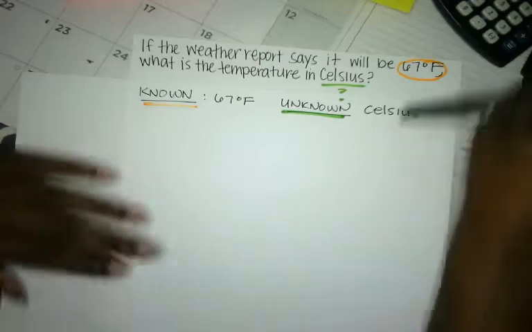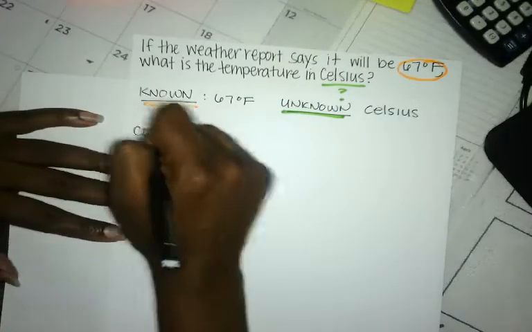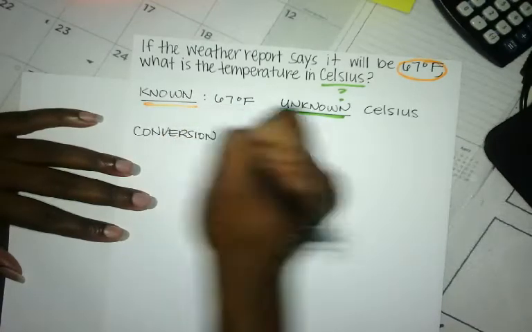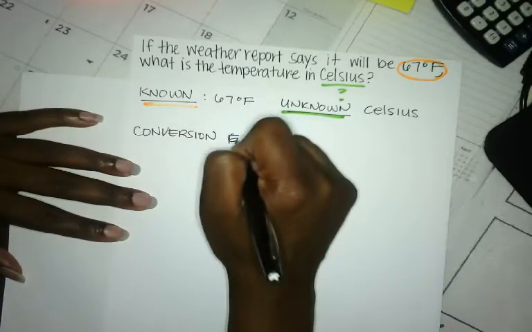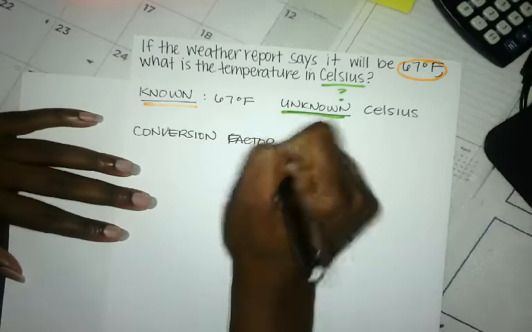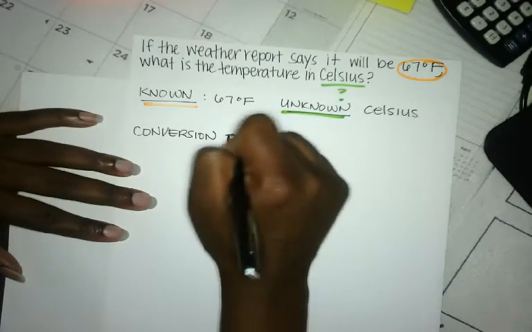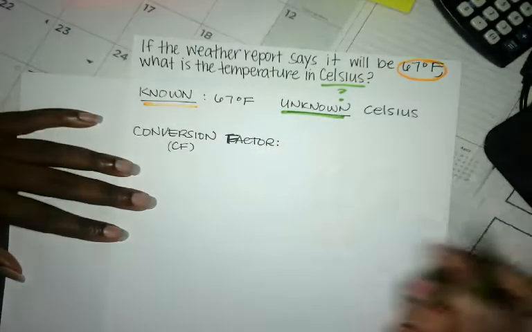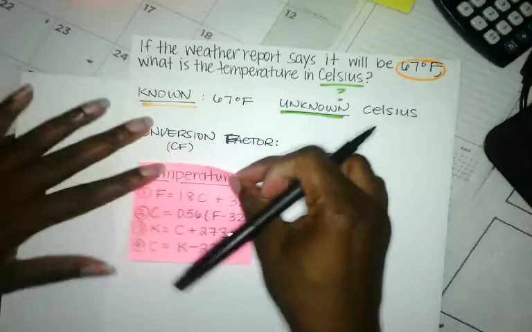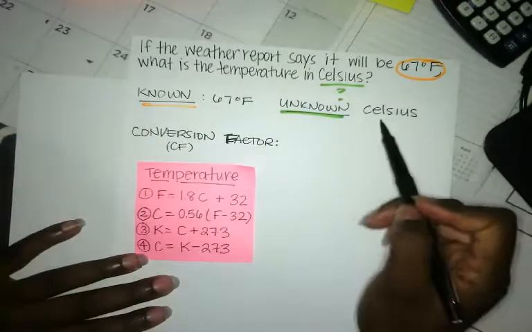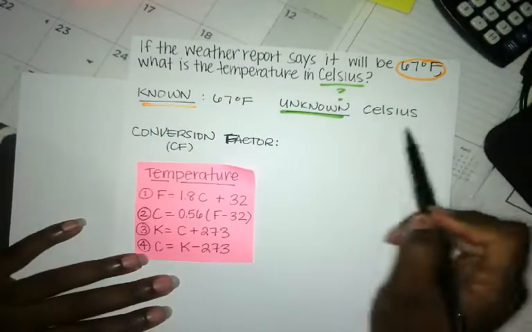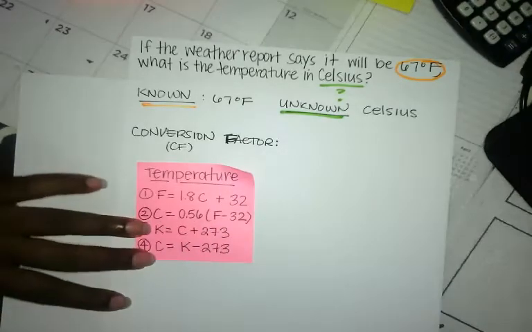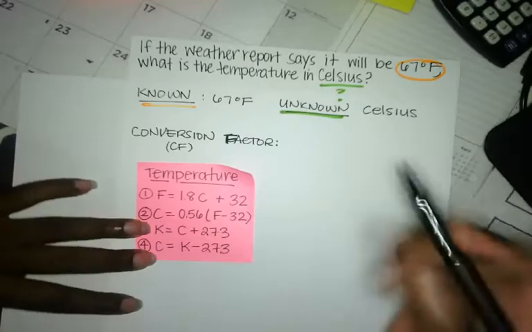Alright, our next step is to figure out our conversion factor. You will see me sometimes write CF. That is an F. So sometimes you'll see me write CF. And our conversion factor is which of these equations we need. We look at it. We need our unknown of Celsius. Celsius is by itself in this equation. It's actually by itself in two equations, but with this one, it actually has Fahrenheit in it.